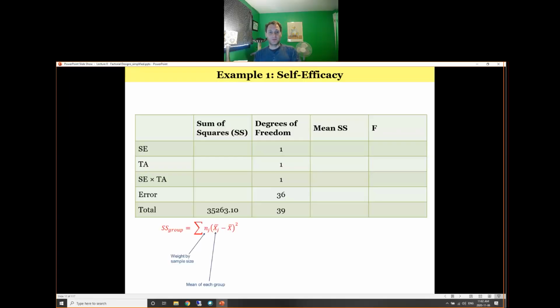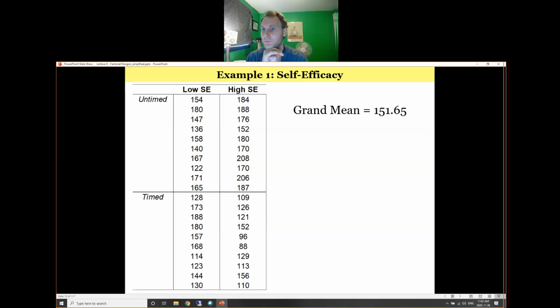Next, we need to do the sums of squares group, which is the same as the one-way ANOVA that we did before. We have the group mean, x bar j, minus the grand mean, x bar, square that result, multiply it by the number of people in that group, a lowercase n, and then take the sum. The only thing here is we have to be careful not to get confused because now we have two groups, self-efficacy and timed versus untimed.